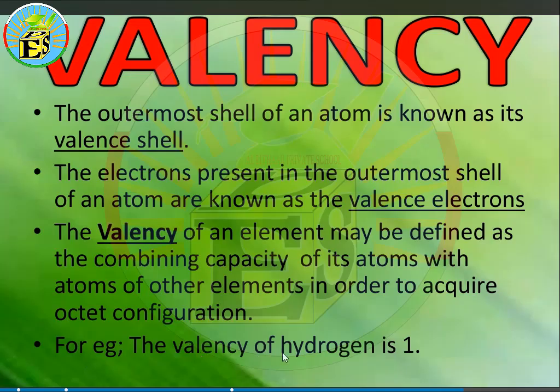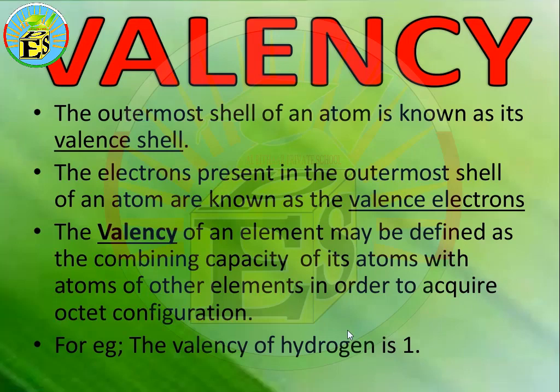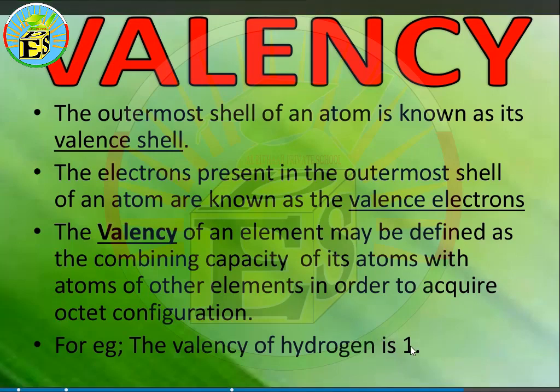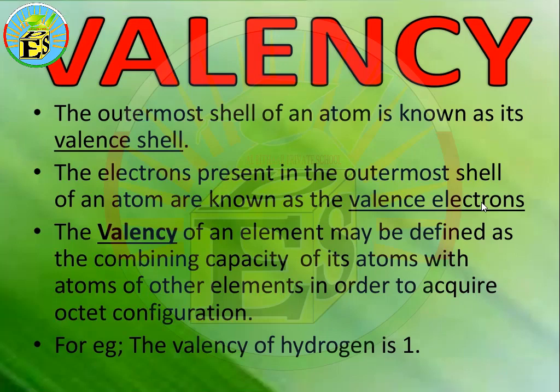For example, the valence of hydrogen is 1. It means hydrogen needs to take 1 electron to complete the outer shell to have 2 electrons, or lose 1 electron to be stable. Valence means the number of electrons which an atom needs to gain or lose to be stable.